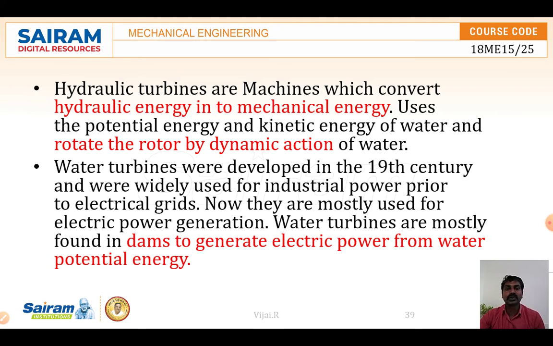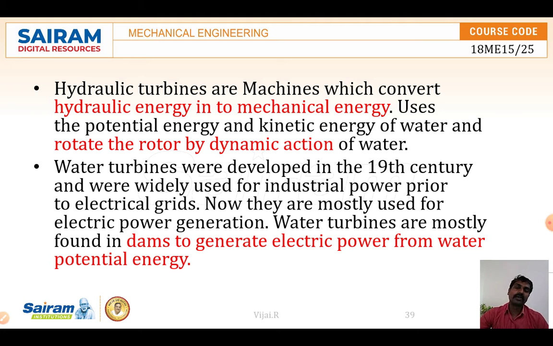When it hits the water turbine blade, it is going to be rotated. So the water's potential energy and kinetic energy is being utilized for the rotation of the turbine. In the 19th century, water turbines were developed and used mainly for industrial power production. Normally, where power generation was required for the industries, it started for that purpose. And nowadays, for the entire country, we are producing power through water turbines.